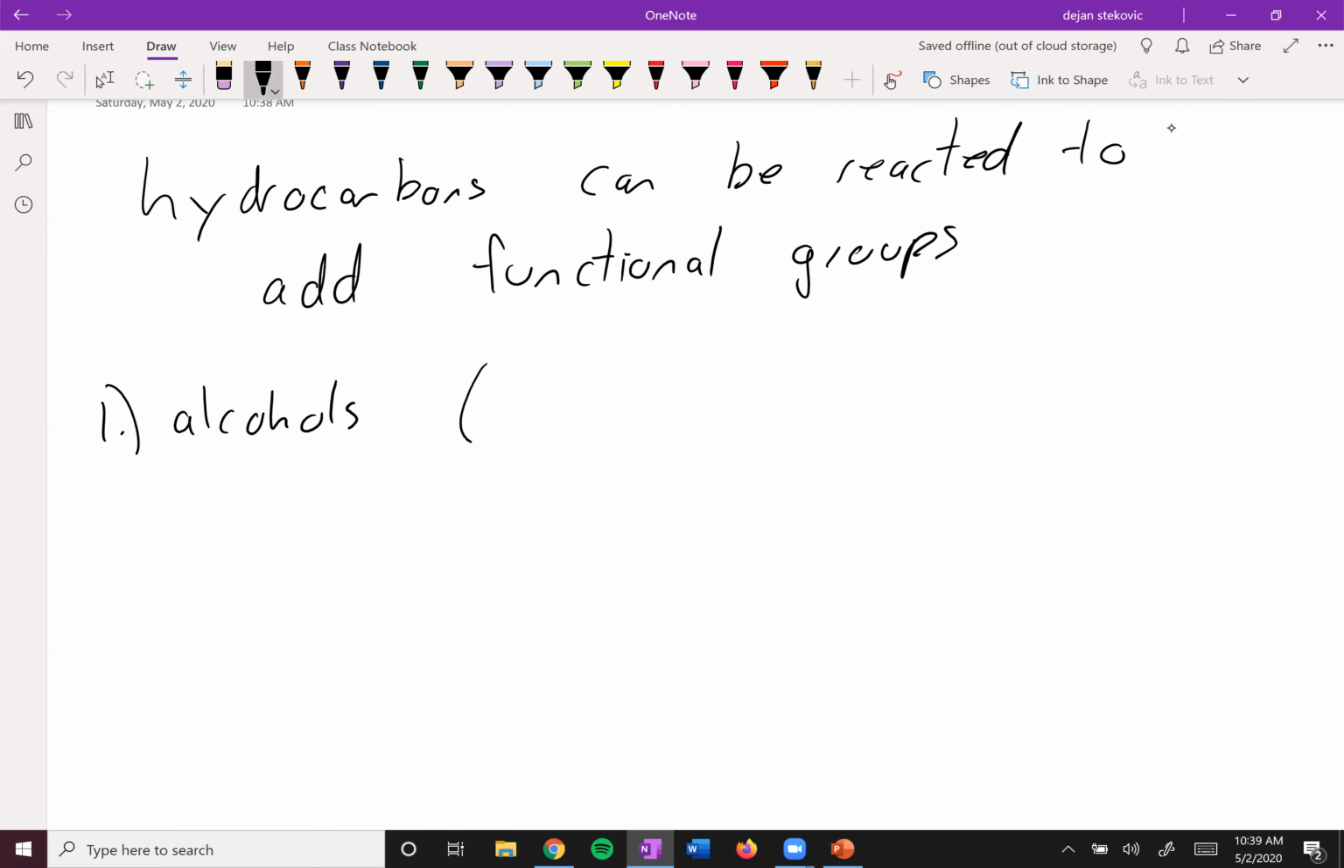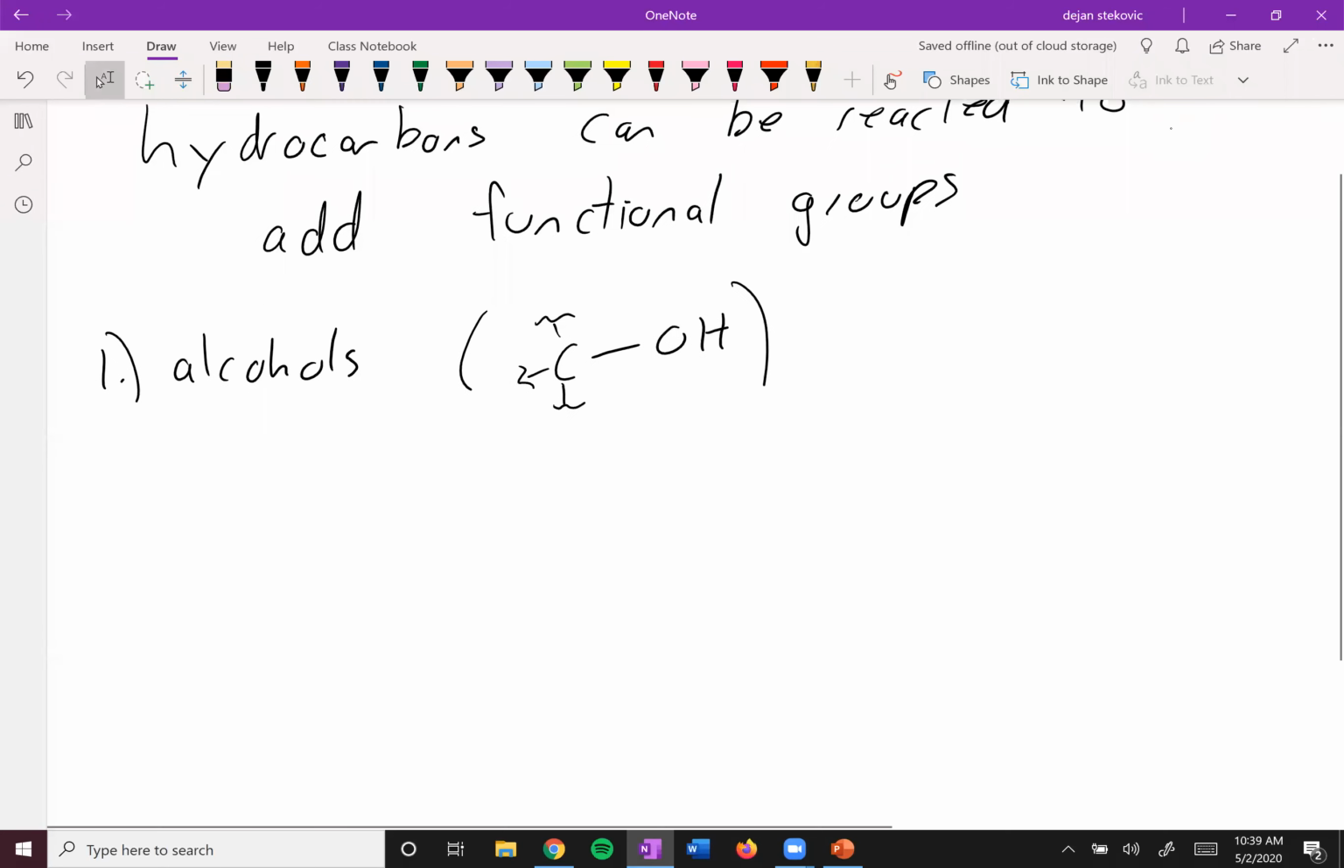This is anything where you have a carbon bound to an OH, and then this carbon has some kind of other stuff on it, right? But you have an OH group. For example, this is ethanol, where we have two carbons bound to an OH. This is the alcohol that you drink to get drunk, right?